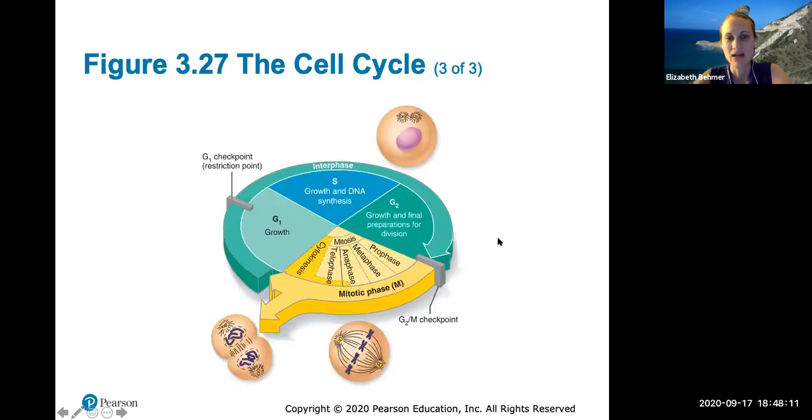So again, here's the cycle, and this was that restriction checkpoint that happens around G1. Here's another checkpoint, but the G1 checkpoint is probably the most important.